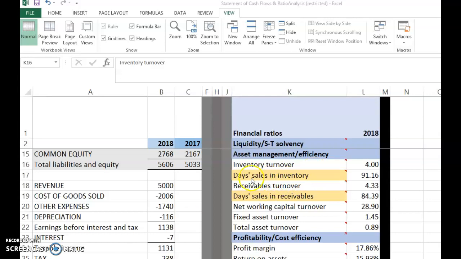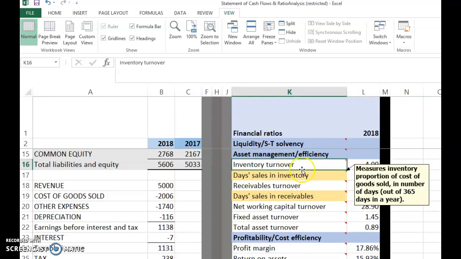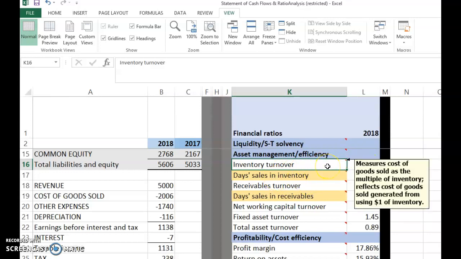Alright, we'll come back. So we look at the first category of ratios, which is inventory turnover. Inventory turnover here measures the cost of goods sold as a multiple of inventory. It reflects the cost of goods sold generated from using $1 of inventory. So for the formula, all these asset management or efficiency ratios use one number from the balance sheet and one number from the income statement.